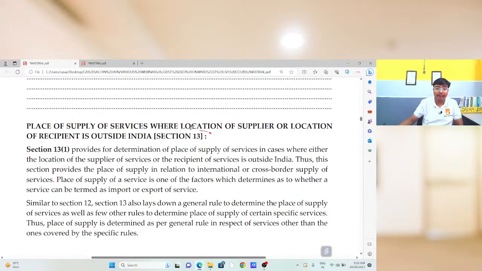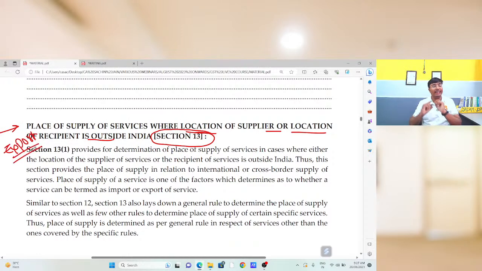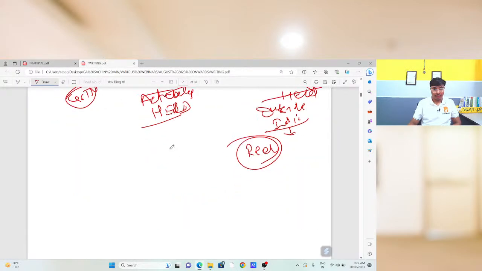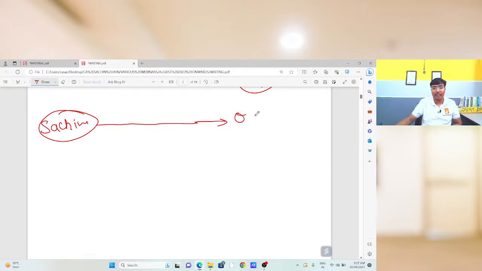Section 13 of the IGST Act, that is place of supply of services where the location of supplier and the location of recipient is outside India. In that case, the same will be treated as export, and accordingly IGST should be charged. So, if Sachin is going to make any supply of services or goods outside India, in that case, will that be treated as export?